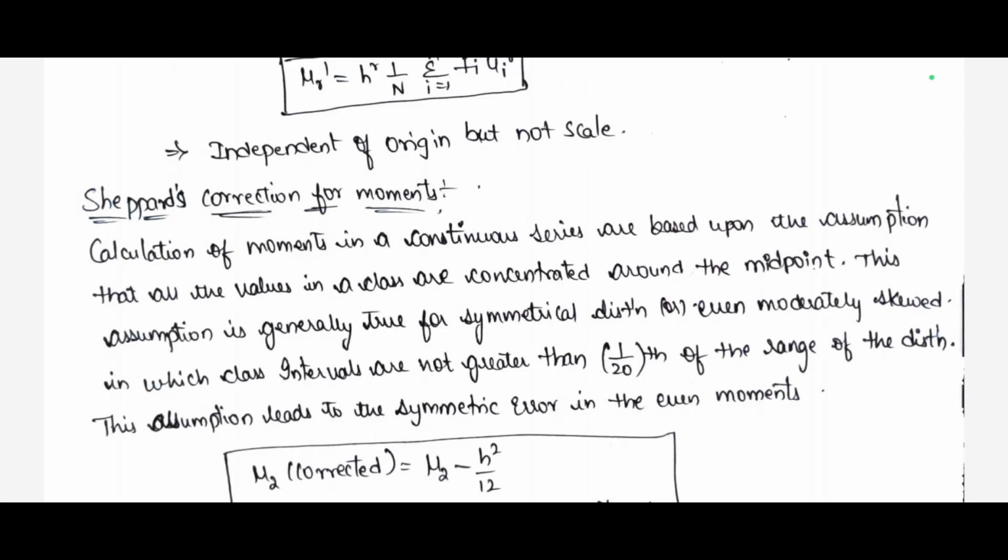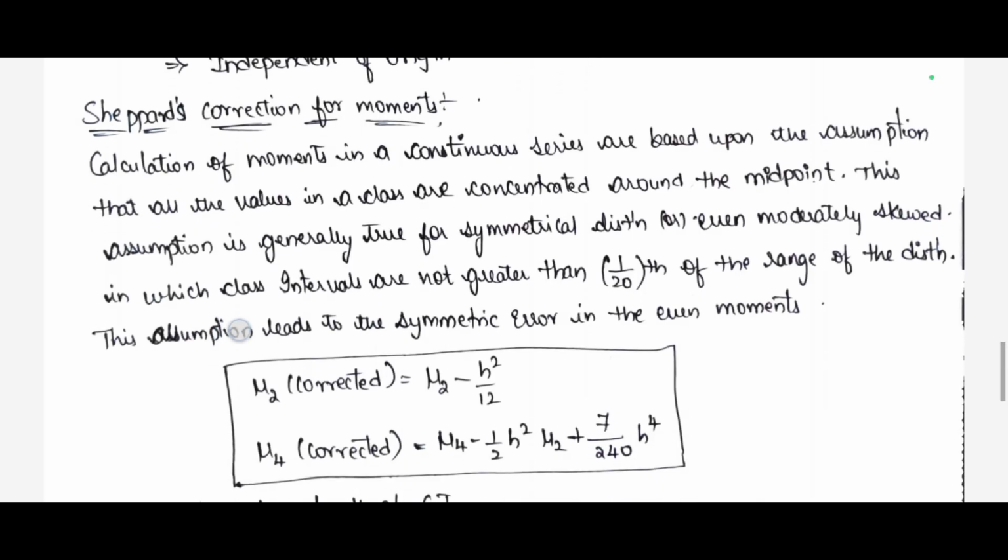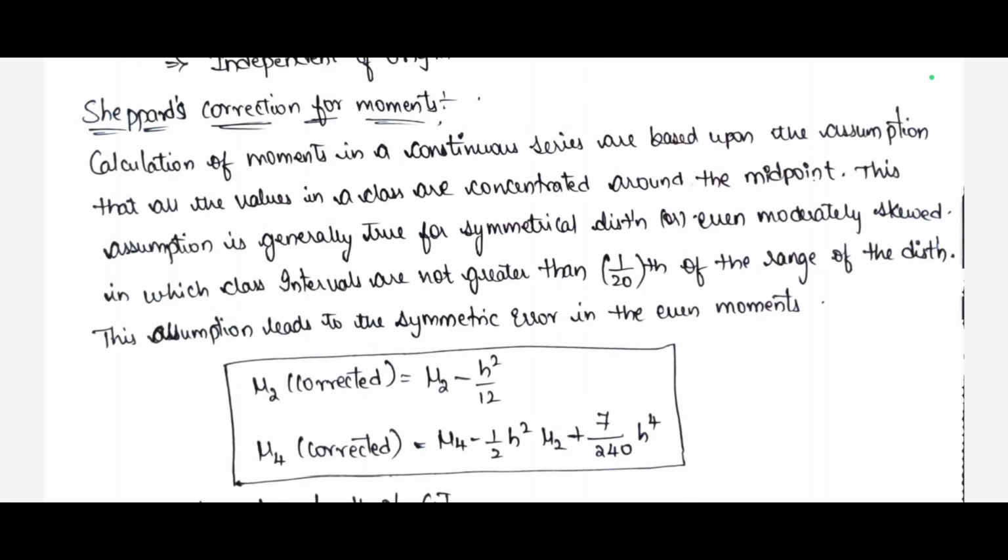Next, Sheppard's corrections. What is this Sheppard's correction? While calculating the central moments for the continuous frequency data, we are converting the class intervals into the frequencies, and at that time we may get some error values. To remove those error values while calculating the central moments for the continuous frequency data, we have to use these Sheppard's corrections.